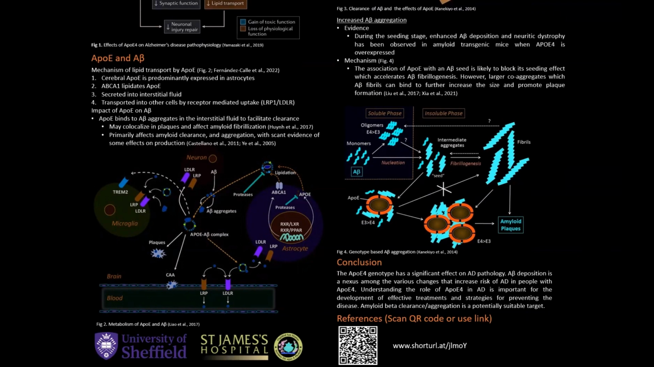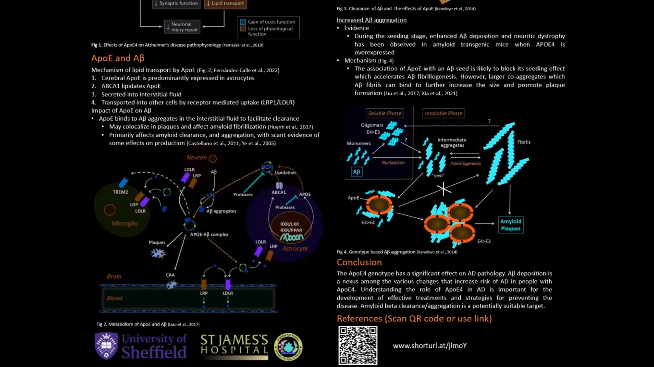Increased amyloid beta aggregation in ApoE4 carriers was shown in a study on mice where amyloid beta deposition and neuritic dystrophy was enhanced during the seeding stage in amyloid transgenic mice when ApoE4 was overexpressed. The proposed mechanism here can be visualized using Figure 4. ApoE binding to an amyloid beta seed typically blocks fibrillogenesis. However, the clunky co-aggregates that ApoE4 tends to form behave differently in that they bind amyloid fibrils and promote plaque formation.